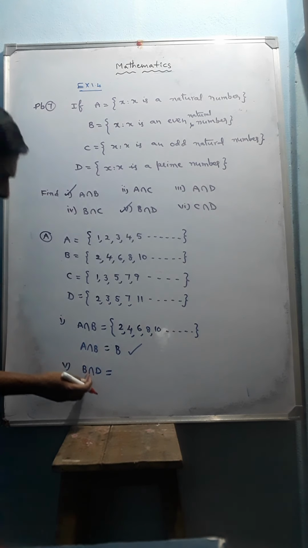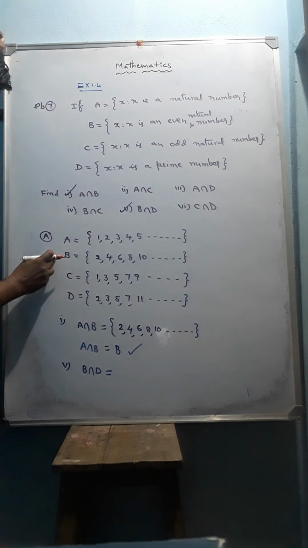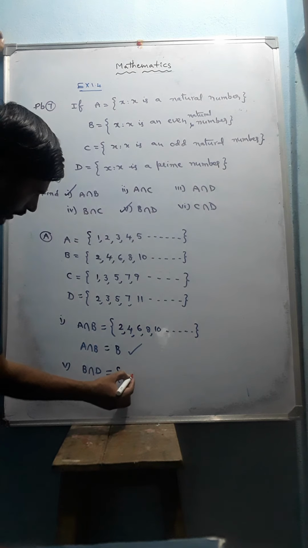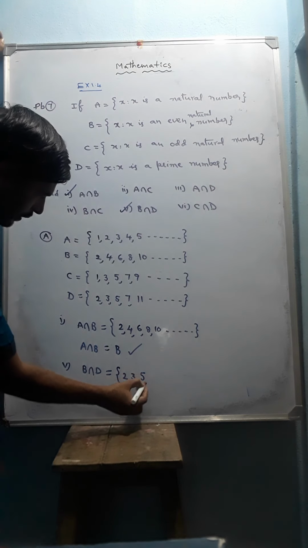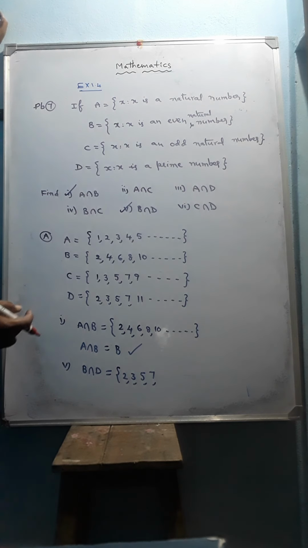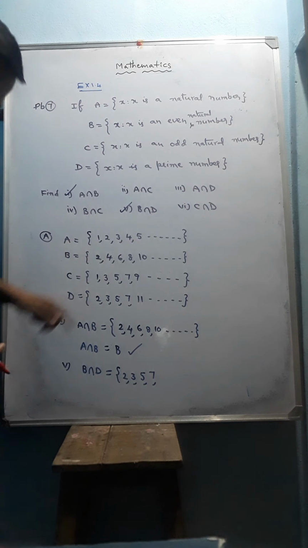So that means common elements of B comma D. So B comma D common elements are, 2 is the common. Next, 3 is the common, 5, 7. Okay, so B comma D, which are common? 2 is common. Next, there is no 4. Sorry.